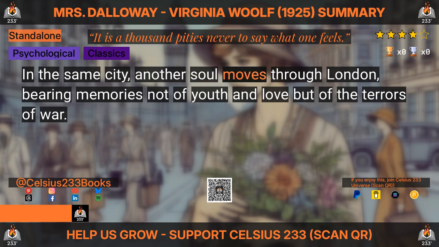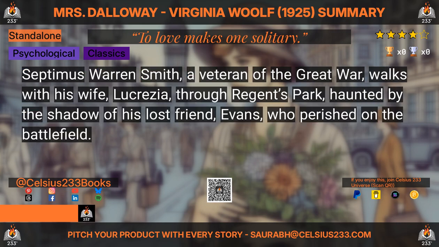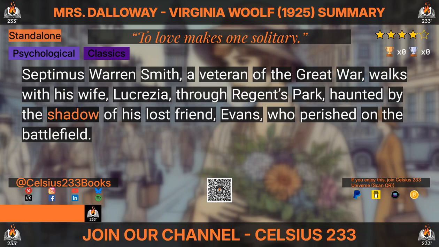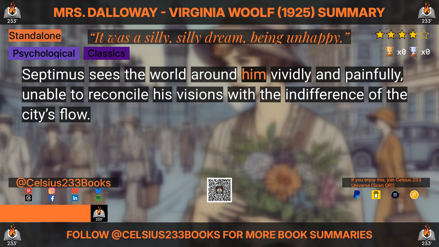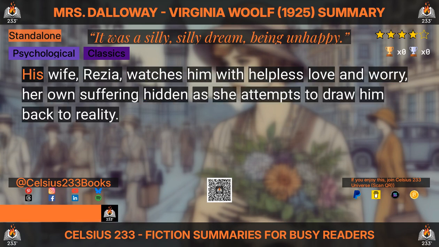In the same city, another soul moves through London, bearing memories not of youth and love but of the terrors of war. Septimus Warren Smith, a veteran of the Great War, walks with his wife, Lucrezia, through Regent's Park, haunted by the shadow of his lost friend, Evans, who perished on the battlefield. Septimus sees the world around him vividly and painfully, unable to reconcile his visions with the indifference of the city's flow. Despair fills his thoughts, and his inability to connect with others deepens his isolation.